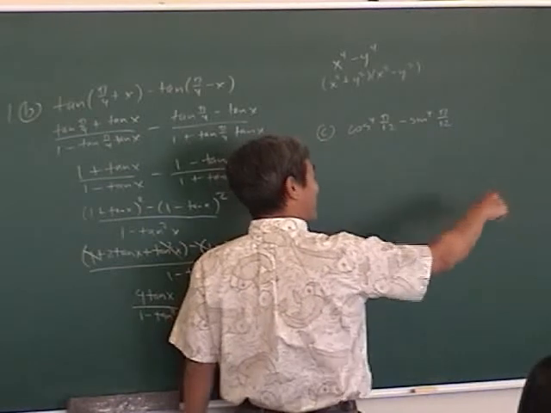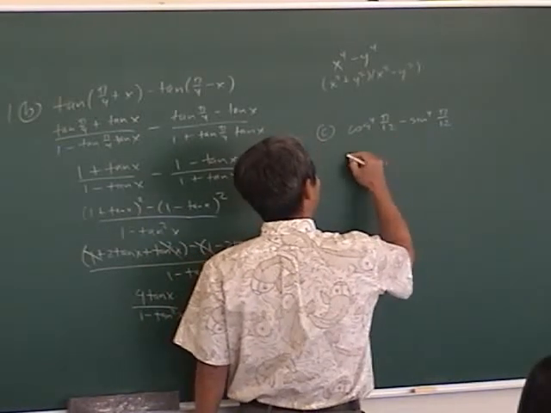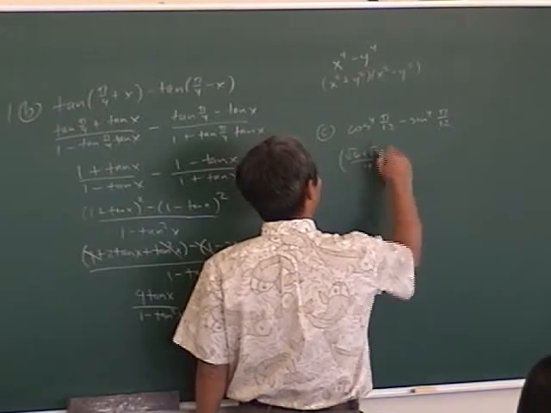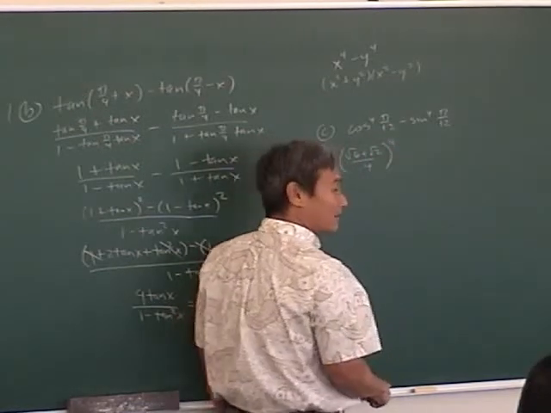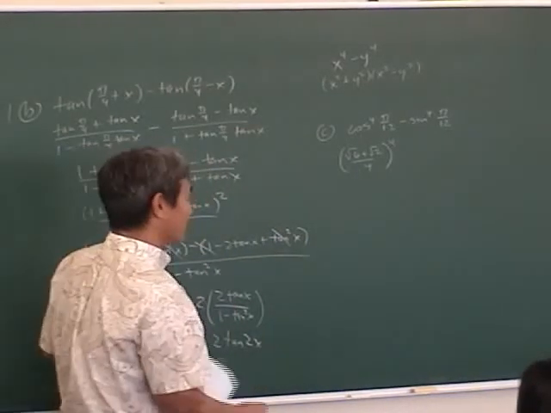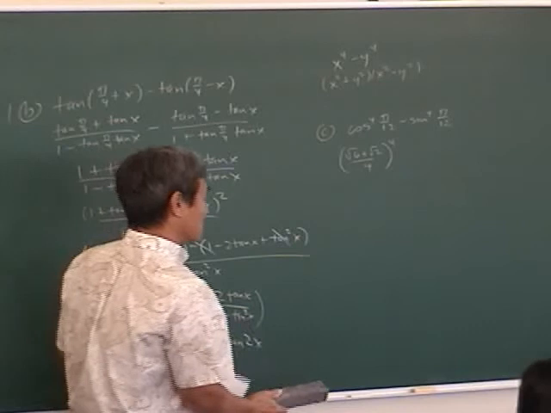Mr. Park taught us the math team secret. Cosine pi over 12 is what? Quick. Root 6 plus root 2 over 4. And then now I'm going to raise it to the 4th power. You guys even remember how to raise things to the 4th power using the binomial theorem? That's what I thought.